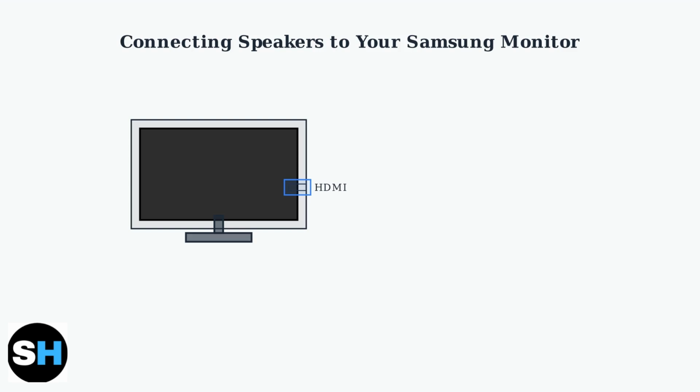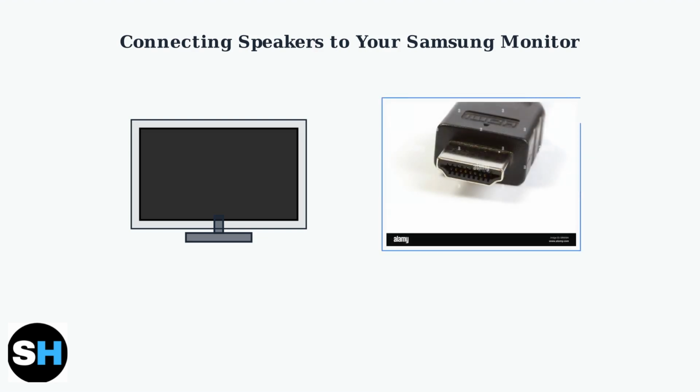HDMI is the preferred connection method because it provides optimal audio quality. Unlike other connections, HDMI transmits both video and audio signals through a single cable. Here's what an HDMI connector looks like. Make sure your HDMI cable is securely connected and supports the required HDMI version for your monitor.